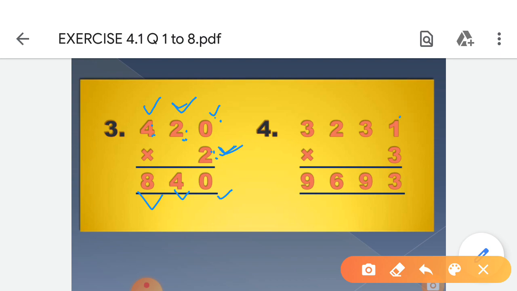So at ones place the number is 1. So 1 multiplied by 3. 1 three is 3. Now at tens place the number is 3. So 3 multiplied by 3. 3 threes are 9. At hundreds place the number is 2. 2 threes are 6. And at thousands place the number is 3. So 3 threes are 9. So after multiplying 3231 by 3, the answer that we got is 9693.